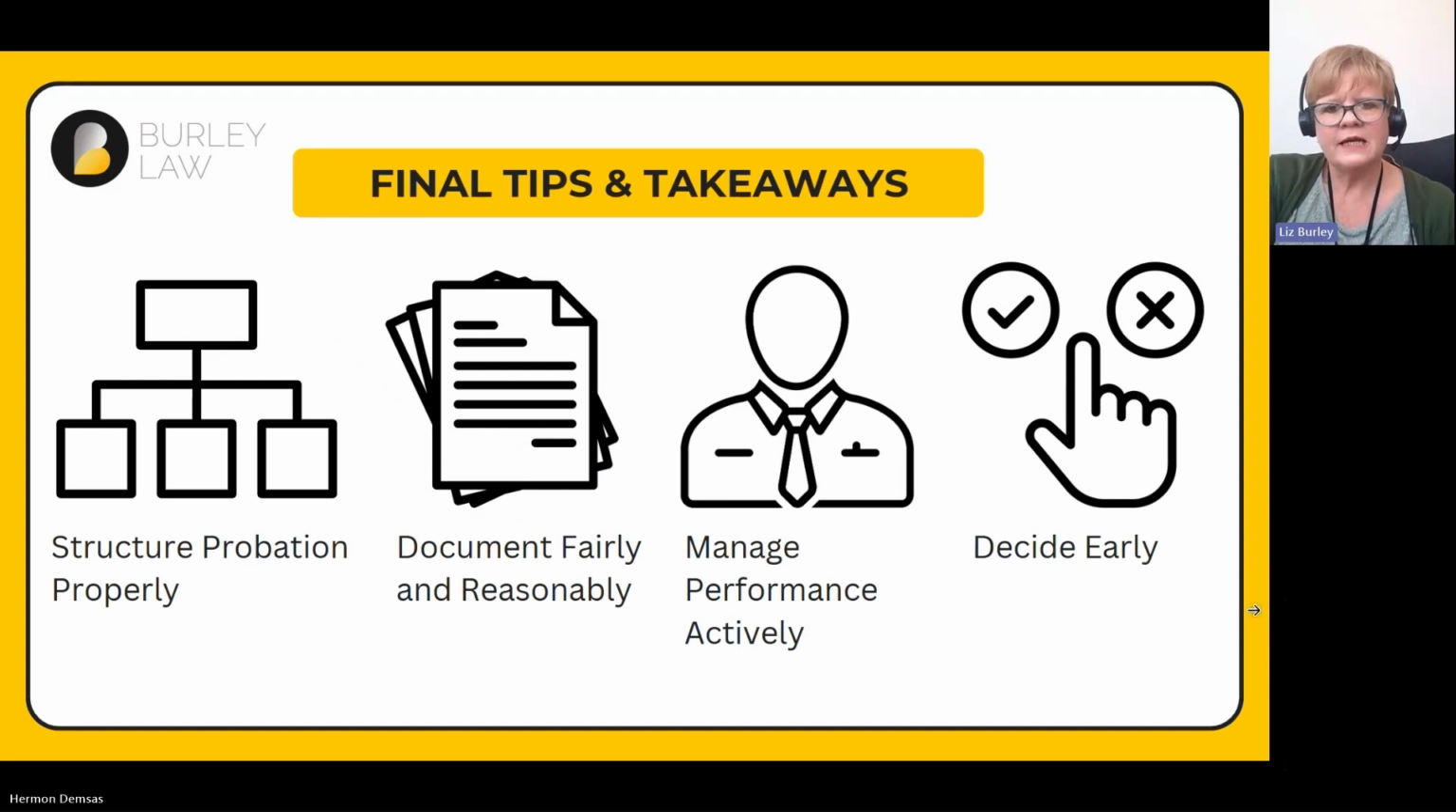My final tips and takeaways from this session are, in summary, to structure your probationary periods properly for every recruitment decision that you make, remembering that according to the CIPD in 2022, the average cost of recruitment for senior managers is £3,000 and £1,500 to £2,000 for other employees. Recruitment is an expensive exercise. That was back in 2022. I dare say there's been an increase on those figures since then.